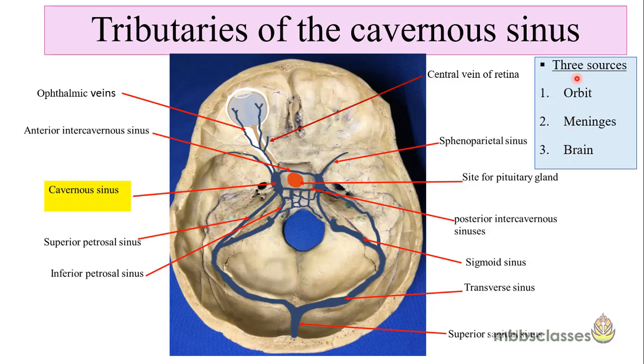From the orbit, it receives blood from the ophthalmic veins, that is the superior and the inferior ophthalmic veins, and the central vein of the retina. And these ophthalmic veins pass through the superior orbital fissure. This is the location of the superior orbital fissure. The superior orbital fissure is a gap between the greater and lesser wings of the sphenoid. This is the lesser wing of sphenoid, this is a shelf of bone, and this is the greater wing of sphenoid. This is the location of the superior orbital fissure, which is hidden underneath the overhanging shelf of the lesser wing of sphenoid.